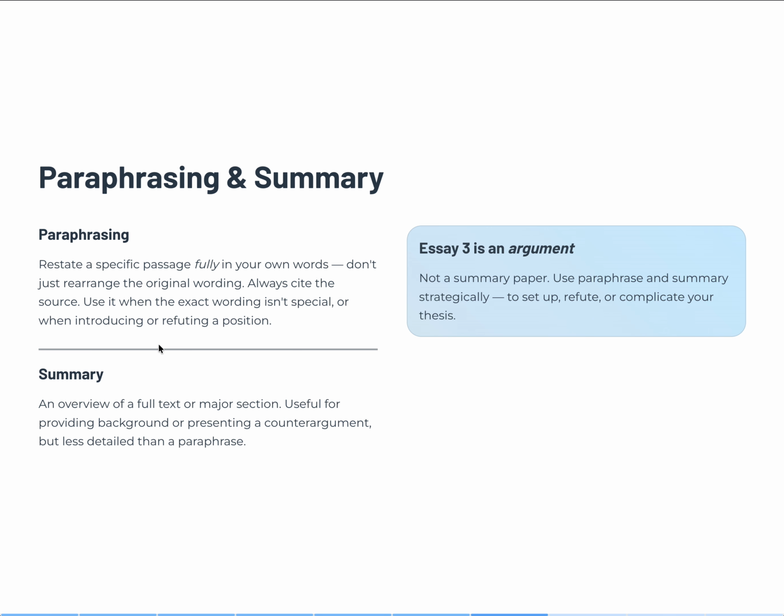Now, summary is a little bit different. It essentially just gives an overview of a larger text or argument. It is useful for background information or presenting a counter argument. But remember, Essay 3 is not a summary paper, so you are not just explaining what sources say. You are building your own argument using sources strategically.